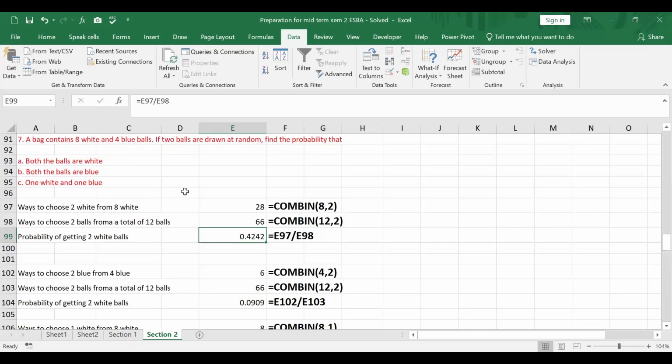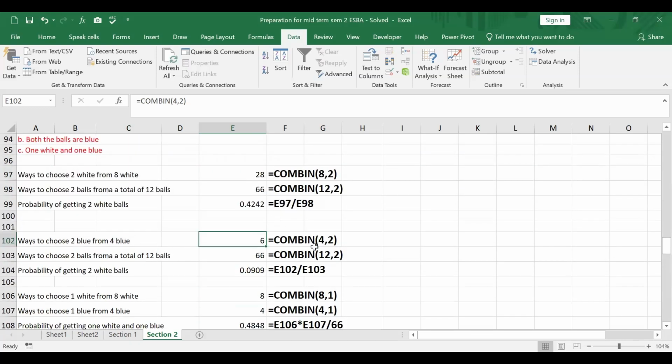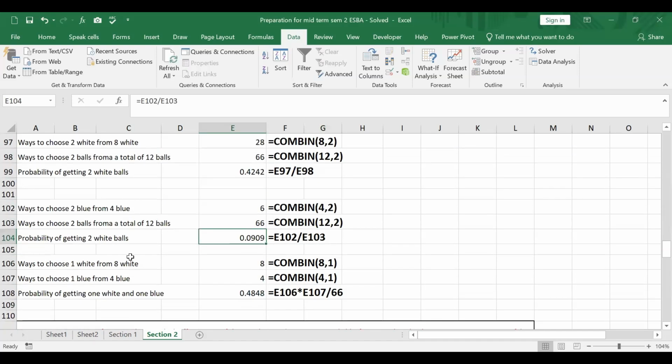The second question is both balls are blue. Since there are four blue balls, out of the four I have to select two, combine 4, 2, which is 6, and two balls from the total is the same as this one, 12, 2. So 0.0909.